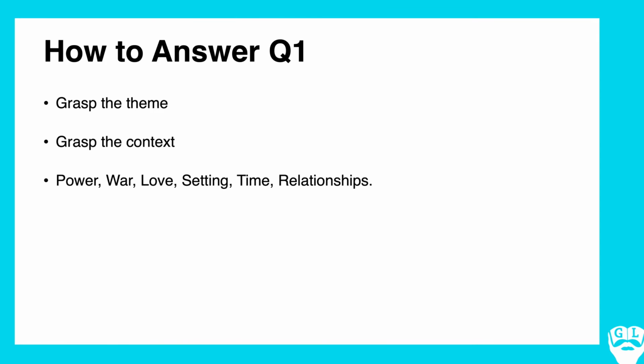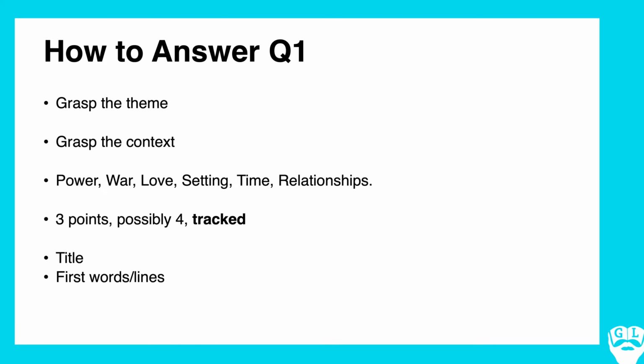And in addition, these are generally the themes that you'll be looking for. I've got a different breakdown in a second, but they're just variations on the same words or phrases. So 3 points, possibly 4, but tracked. I always recommend tracked. Start from the title, work your way to the first words and lines, and then go from there. Maybe contemplate the mood or tone. And your last point you want to make should be on the last words or lines, or there or thereabouts. A good response to this question is always tracked.